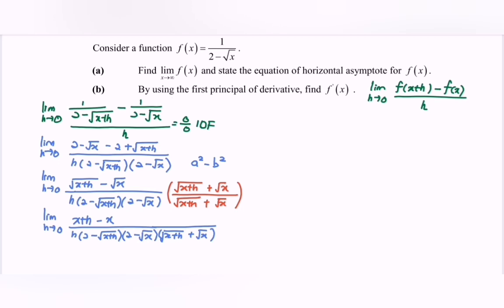So if we simplify, we will have the limit when h approaches 0. Focus on the numerator and we will only have h over h multiplied with. Notice that we have the common terms. So we can simplify and rewrite. We have the limit when h approaches 0 of 1 over.